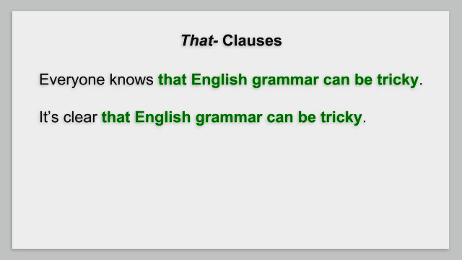And finally, we have that clauses. That clauses follow reporting verbs and certain adjectives. Here are some examples. Everyone knows that English grammar can be tricky. Or, it's clear that English grammar can be tricky.